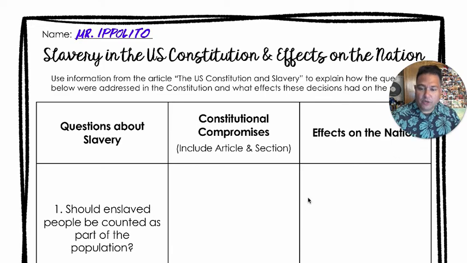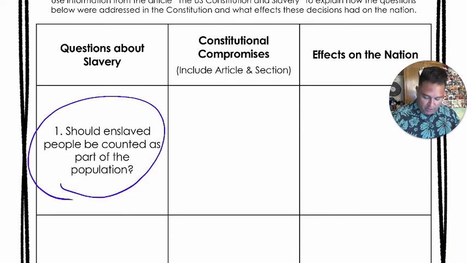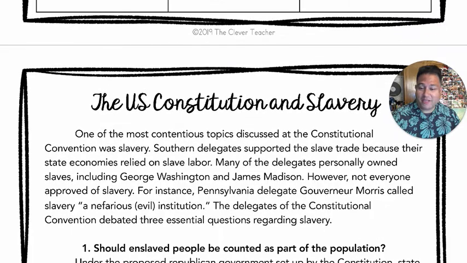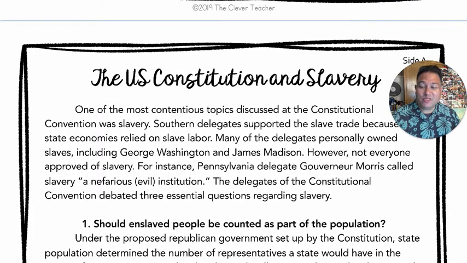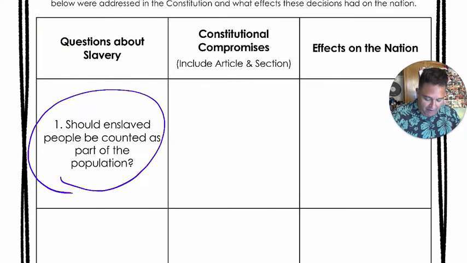All right, so the first question is, should enslaved people be counted as part of the population? Now, all of these questions are actually answered right here in the document. So really all you need to use as a resource is this reading right here, but you just need to know where to find it, right? So I'm going to help you out. Should enslaved people be counted as part of the population? This is the first question that the Constitution is going to answer regarding slavery.